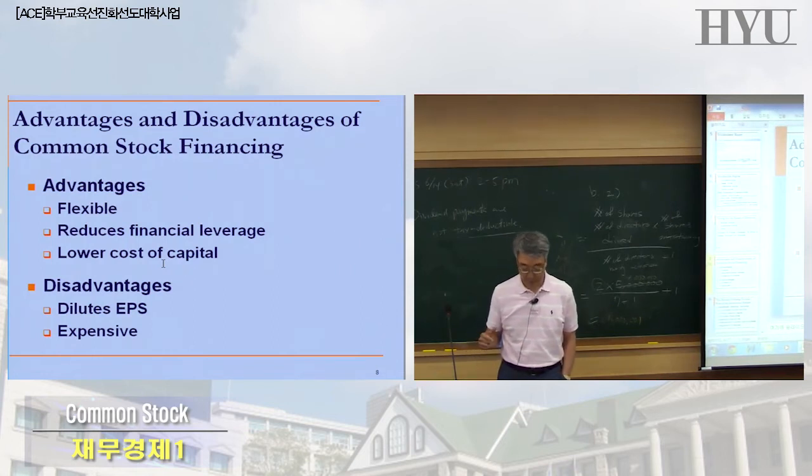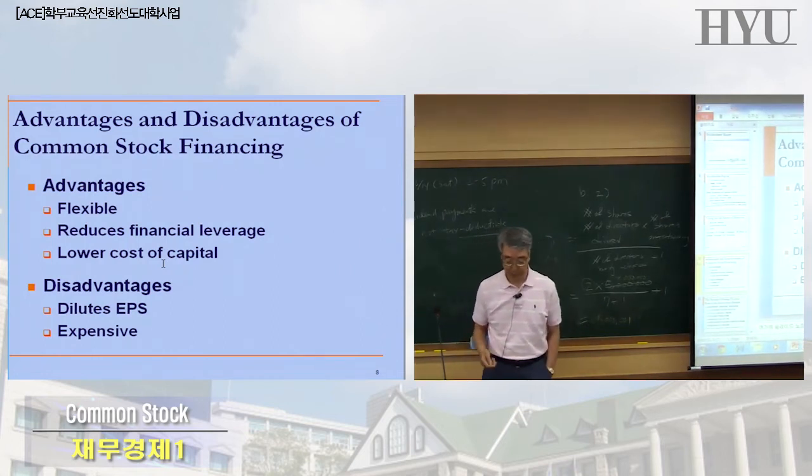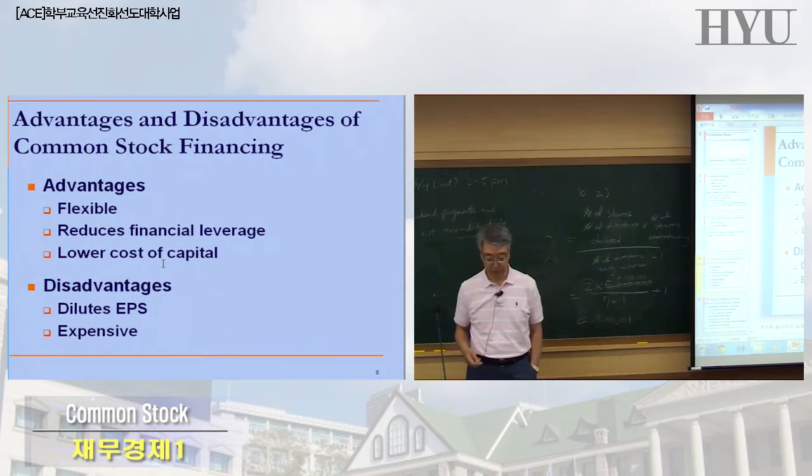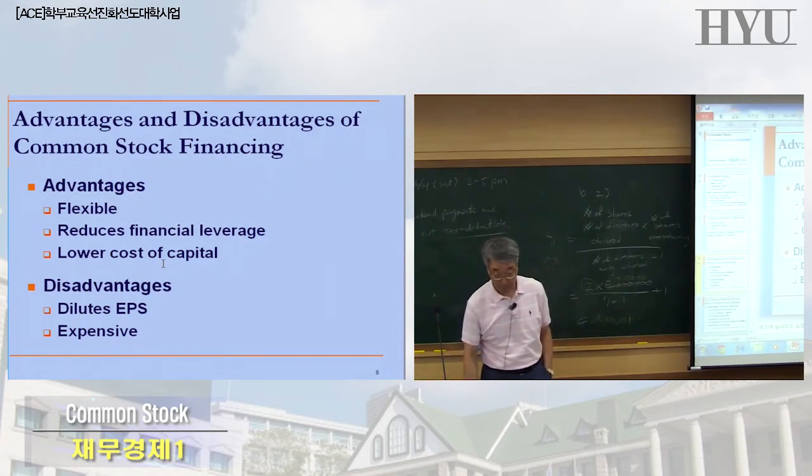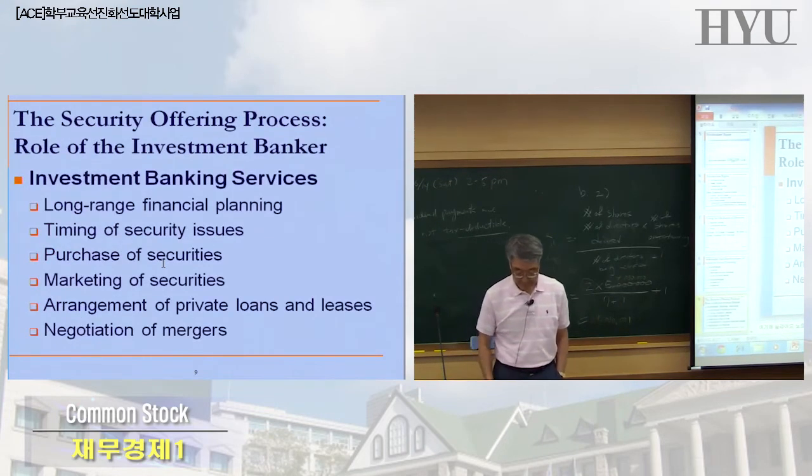So there is a trade-off. Okay? It lowers the interest cost, but it increases the tax obligation. Okay? So you have to make a decision by weighing the cost and benefit. Okay? All right.